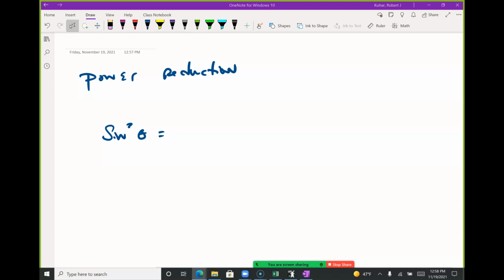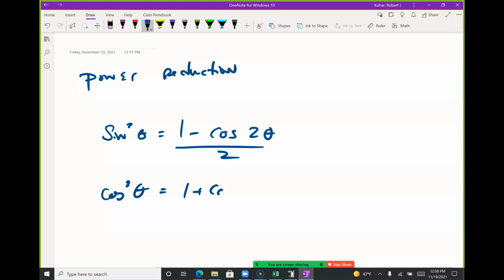Give me a second, I'm just looking it up in the book. Sine squared theta is 1 minus cos 2 theta all over 2, and cos squared theta is 1 plus cos 2 theta all over 2.